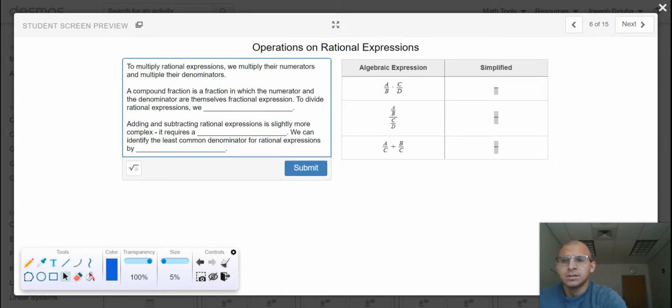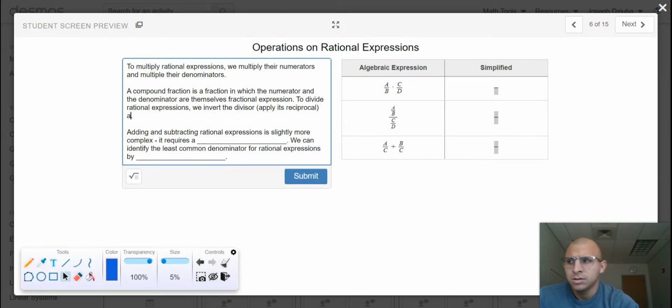So in this case, to divide rational expressions, we invert the divisor, which means apply its reciprocal, and multiply. Yes, there is a god-awful mnemonic device that people reference. I will not reference it because I don't rely on those things, but you can as well.